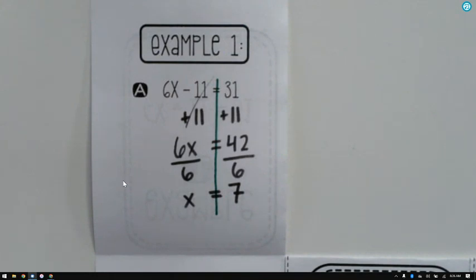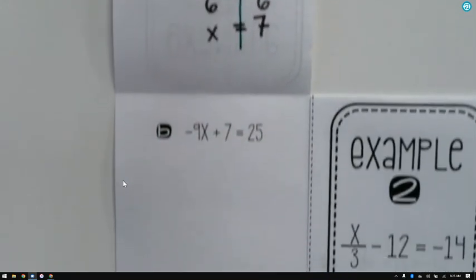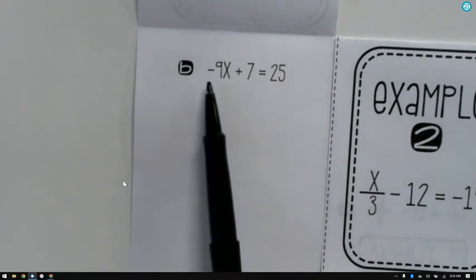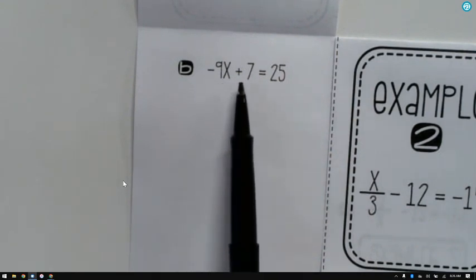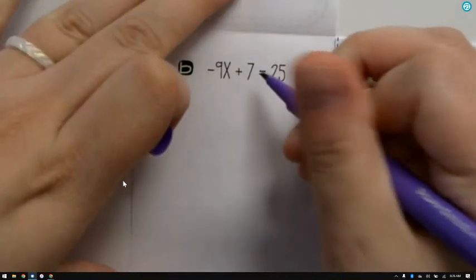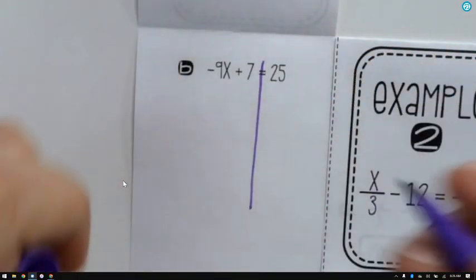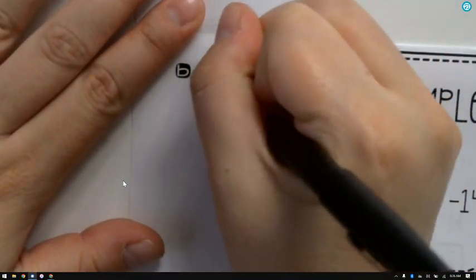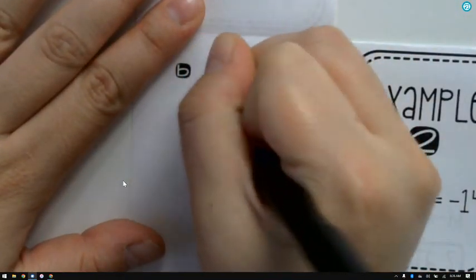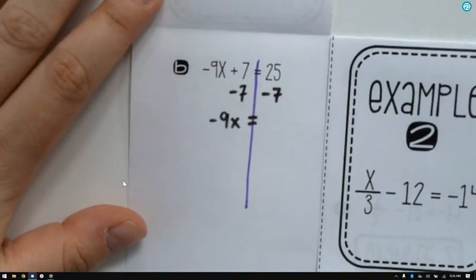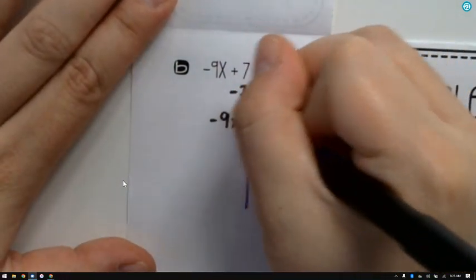Okay, moving down to the next one then. There's two examples of each type. So this one is basically the same thing, except now our coefficient's negative and we're adding here. So we're going to have to start by subtracting 7 from both sides. So let me split my equation. We're going to subtract 7 from both sides. We get negative 9x equals 25 minus 7 is 18.